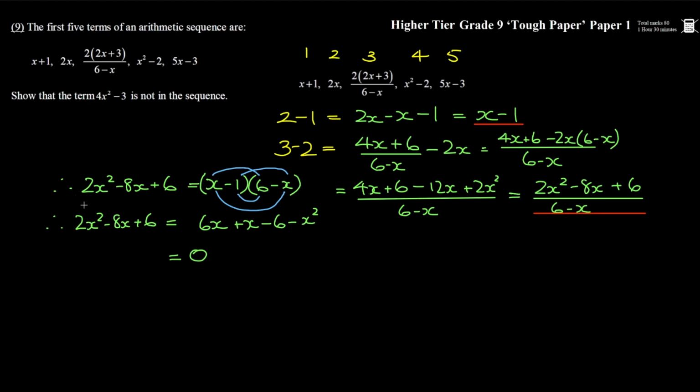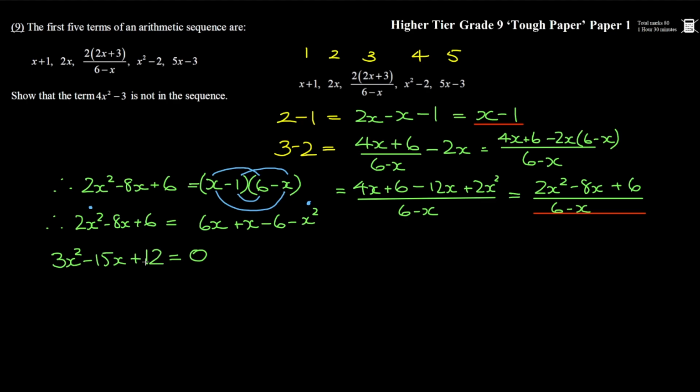Doing the x squareds first. Negative x squared comes and joins the 2x squared and makes 3x squared. The x's now, I've got negative 8 on this side, and that's joined by a negative 7x, which makes negative 15x. And I've got a positive 6 to be joined by another 6 from here, which will be positive as well. So this is positive 12.